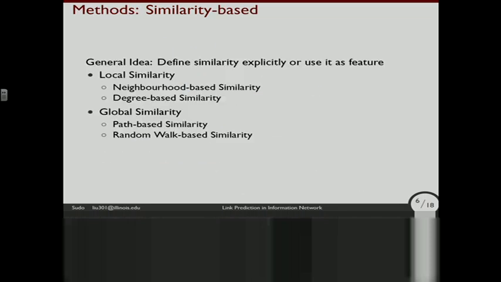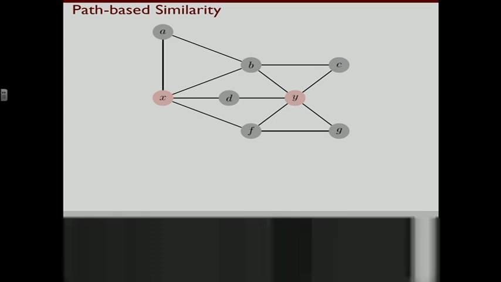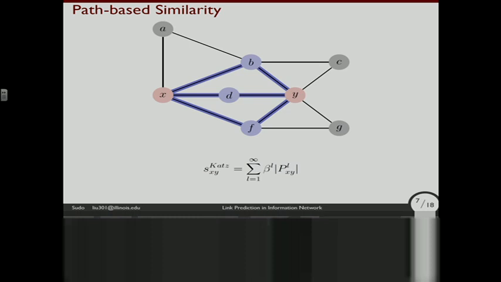The other kind of method is global similarities, which consider not only the local information but the whole graph information. I will introduce two kinds of methods: one is path-based similarity, and one is random walk-based similarity. For path-based similarities, you just count the number of paths from x to y. In these examples, we count the paths with a length of 2, since very long paths may carry much less information than short paths. In this graph, there are 3 paths from x to y.